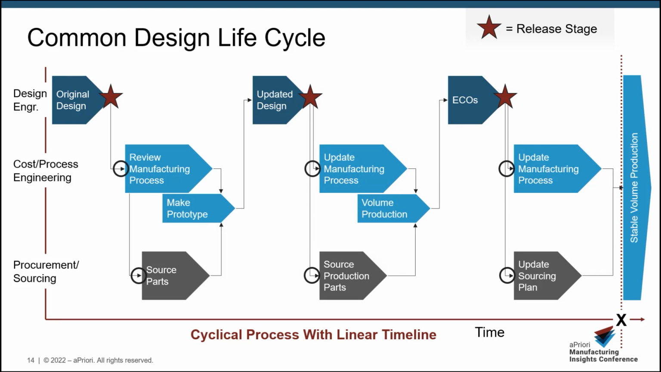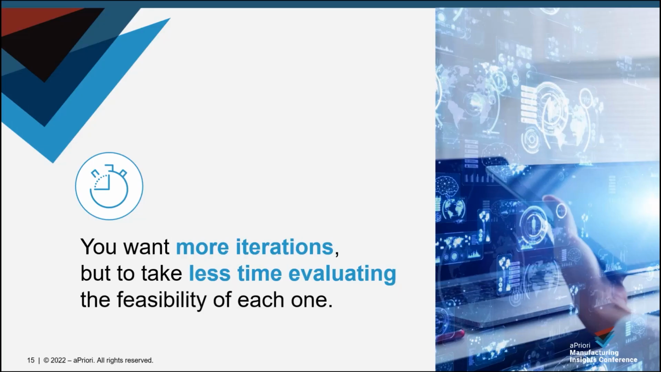However, every touch point provides additional value to the product. Each iteration drives improvement, and we don't want to dilute that process. But we want to do it more efficiently. Holistic design strives to move everything left, stressing the importance of working together with other stakeholders to determine how the design can help avoid their bottlenecks. You want more iterations, but to take less time evaluating the feasibility of each one.